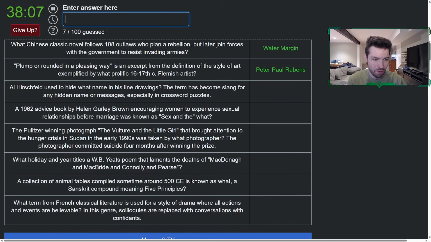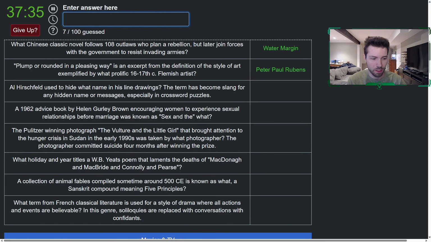The Pulitzer-winning photograph, The Vulture and the Little Girl, that brought attention to the hunger crisis in Sudan in the early 1990s was taken by what photographer? The photographer committed suicide 4 months after winning the prize. Is it like Diane Arbus or something? No. Or Leibovitz? Isn't there... Is Arbus the one who committed suicide? It's probably a different photographer, but... I hope I'm not thinking of the wrong person.